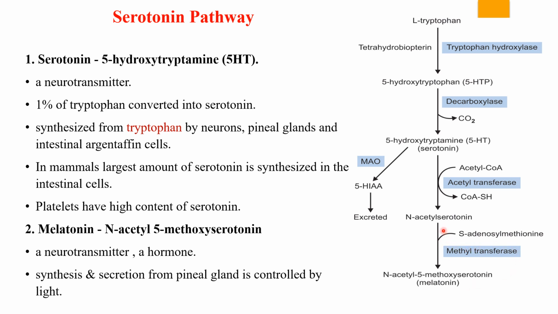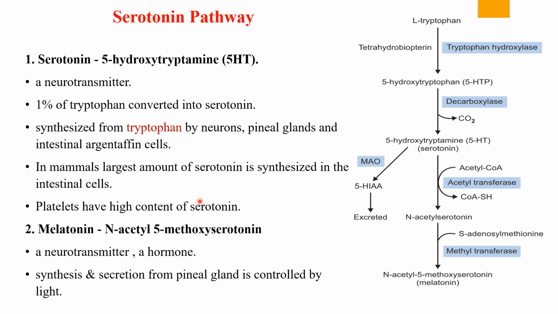In various metabolic reactions of creatine and tyrosine, we have also seen the important role of S-adenosyl methionine, which acts as an important donor of methyl group. So serotonin, or 5-hydroxytryptamine, is a neurotransmitter. 1% of tryptophan is converted into serotonin. It is synthesized from tryptophan in the neurons, in the pineal gland, and in the intestinal argentaffin cells. In mammals, the largest amount of serotonin is synthesized in the intestinal cells. Platelets also contain high amounts of serotonin.